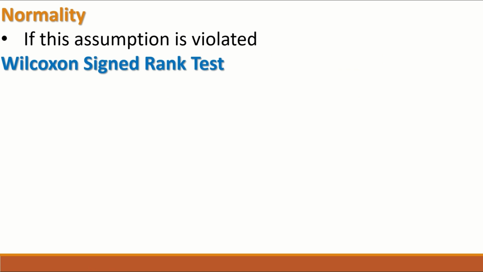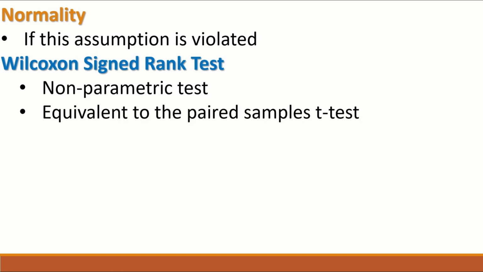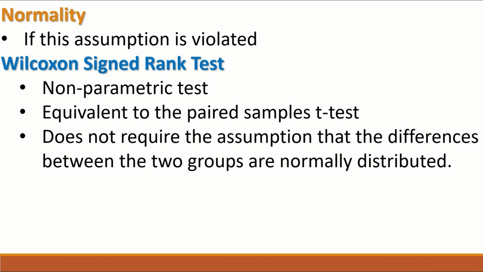If the normality assumption is violated, then the paired t-test should not be used. An alternative test is the Wilcoxon Signed Rank test. This is a nonparametric test which is equivalent to the paired sample t-test, but does not require the assumption that the differences between the two groups are normally distributed. So when the assumption of normality is violated, then this test can be used.